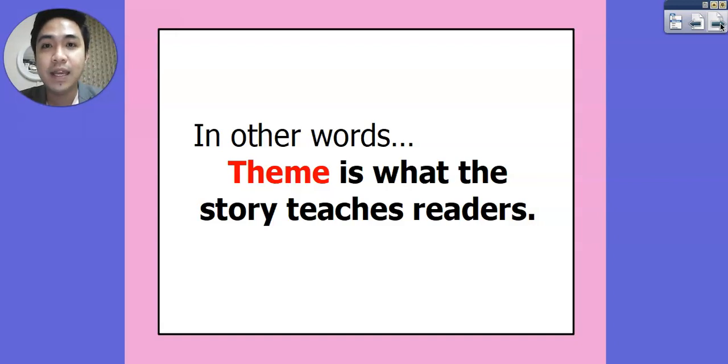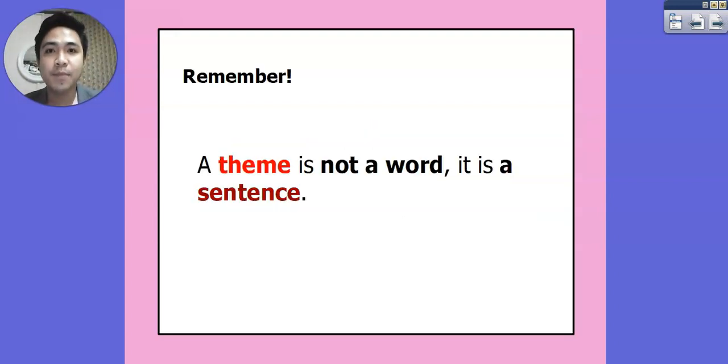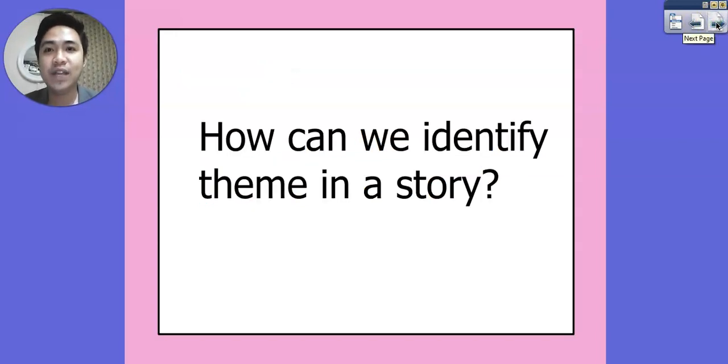It must be realistic and it shouldn't be unrealistic. Alright? Remember, when you write your theme, it shouldn't be just a word. It should be in a sentence form. Okay, now, how can we identify theme in a story?